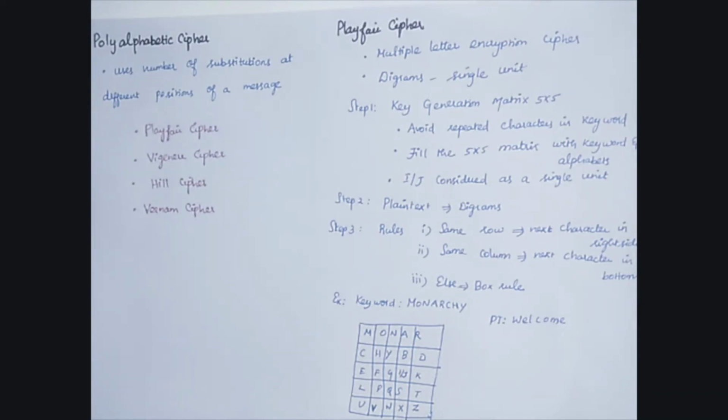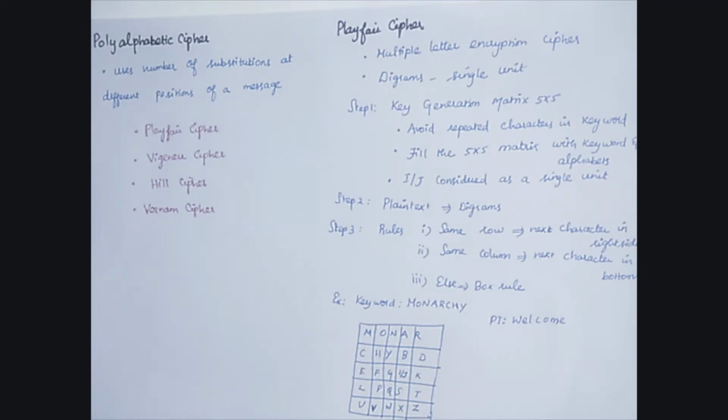Another category is polyalphabetic cipher. It uses a number of substitutions at different positions of a message, which means the same characters in the plain text will be coded as different characters in the ciphertext based on position. The types are Playfair cipher, Vigenere cipher, Hill cipher and Vernam cipher. Let's see Playfair cipher. Playfair cipher is known as a multiple letter encryption cipher. It splits the plain text characters into digrams, that is, two characters are combined and considered as a single unit to perform encryption. It is also one of the types of polyalphabetic cipher.